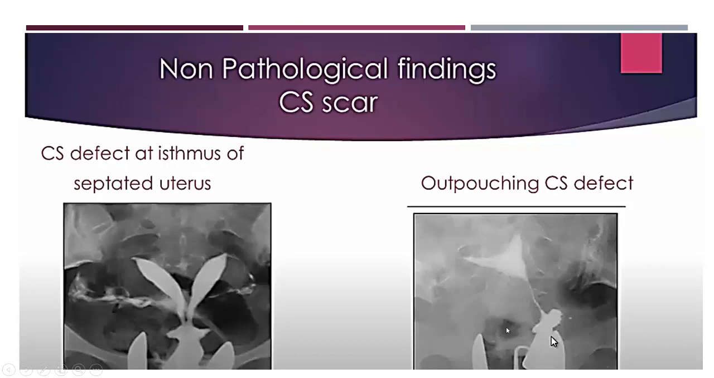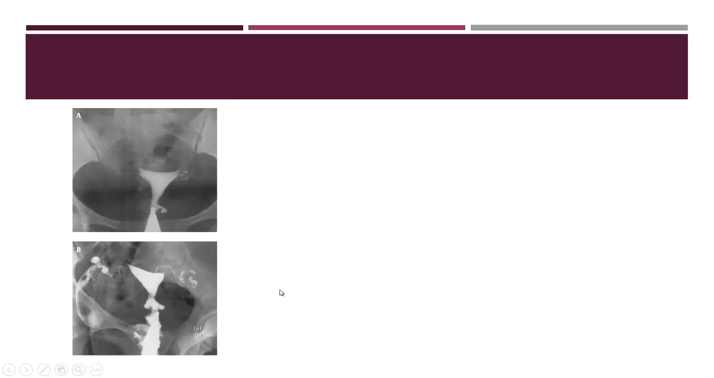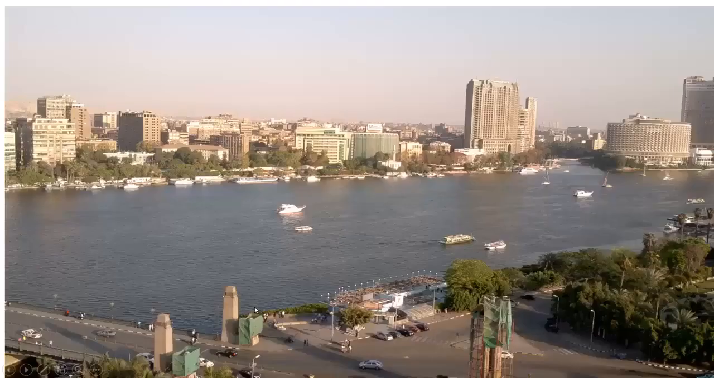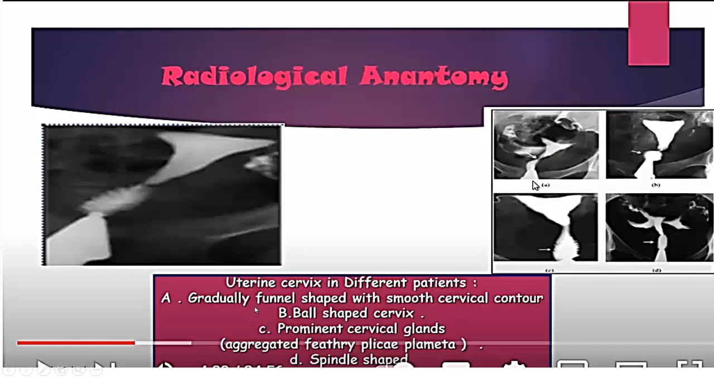Sometimes the cesarean scar is more than that. It causes outpouching at the cesarean scar. Here also there is the bulldog appearance. The cesarean scar is hanging down like that, like a bulldog appearance. This is unilateral and this is bilateral. This is one of the appearances of these cesarean scar defects.